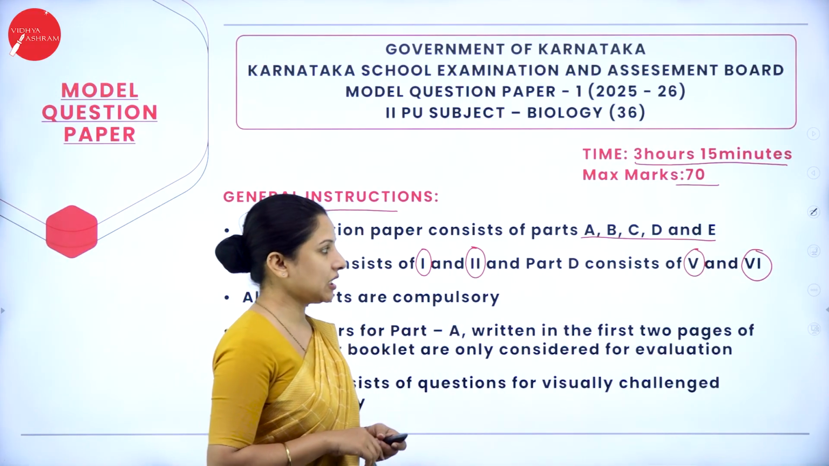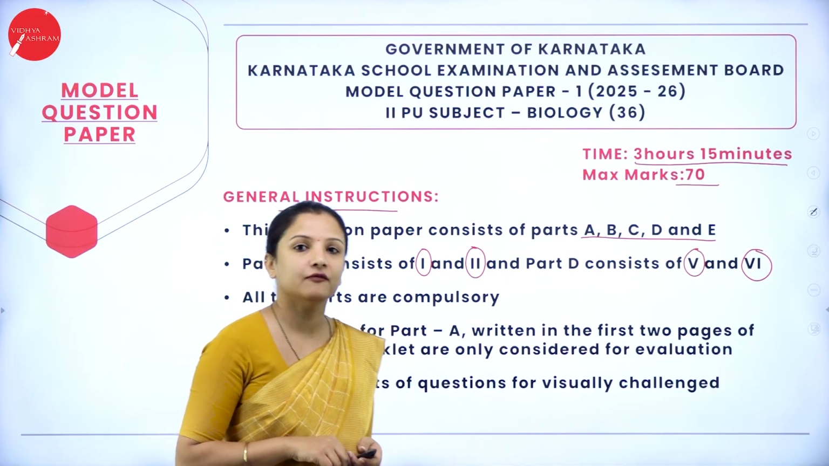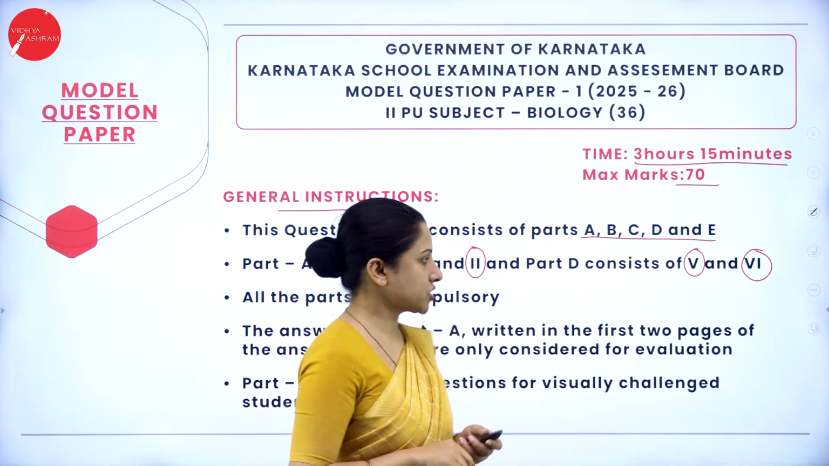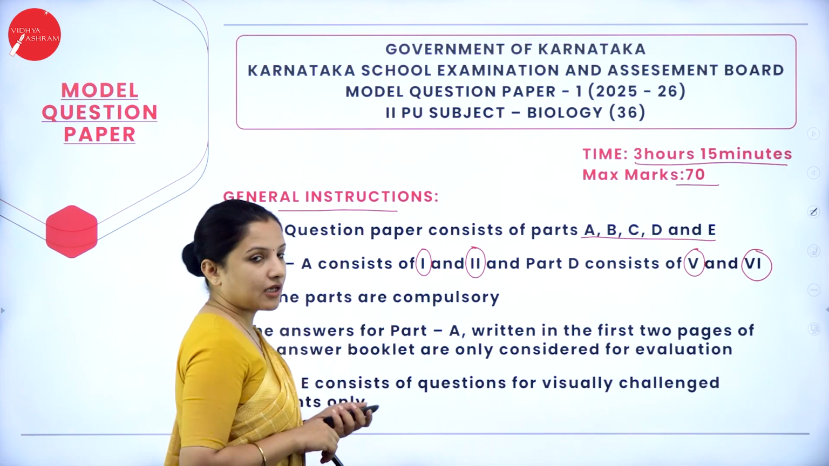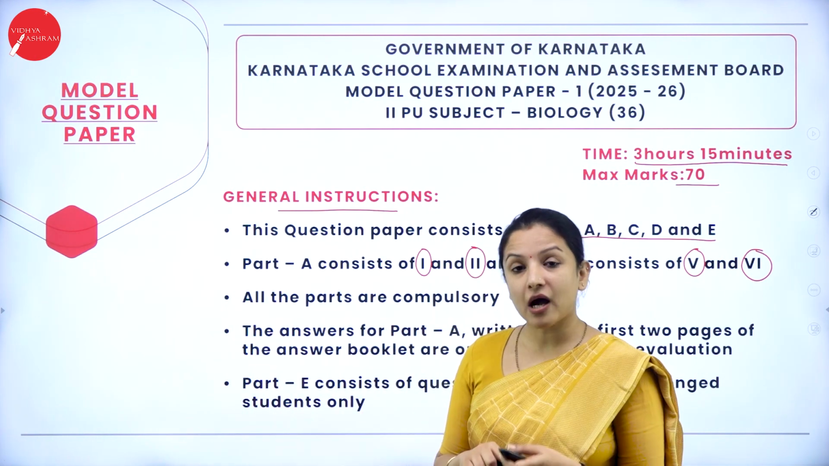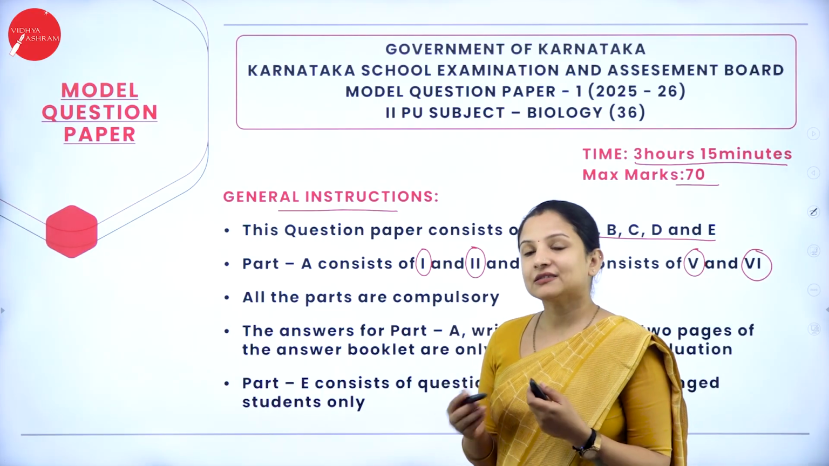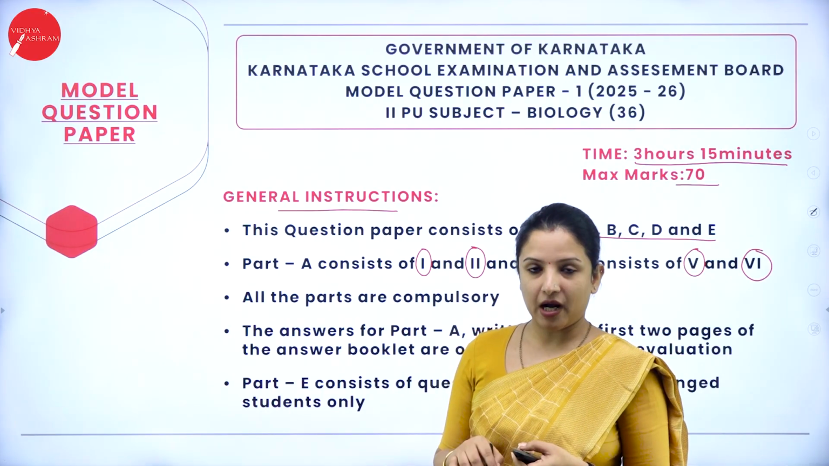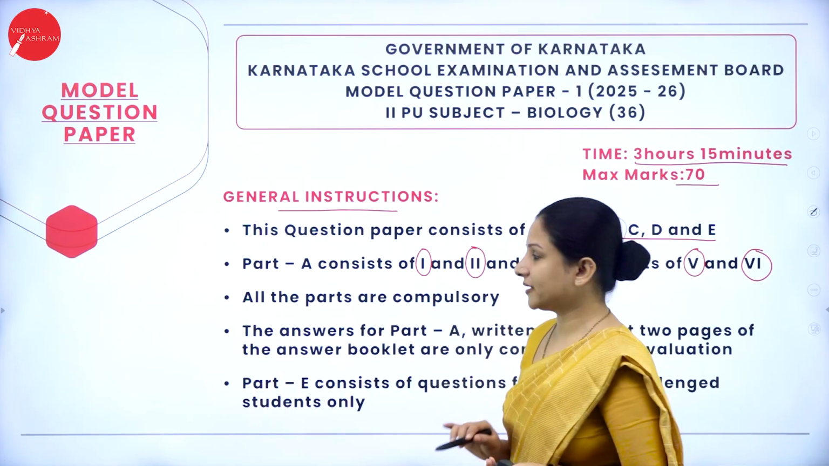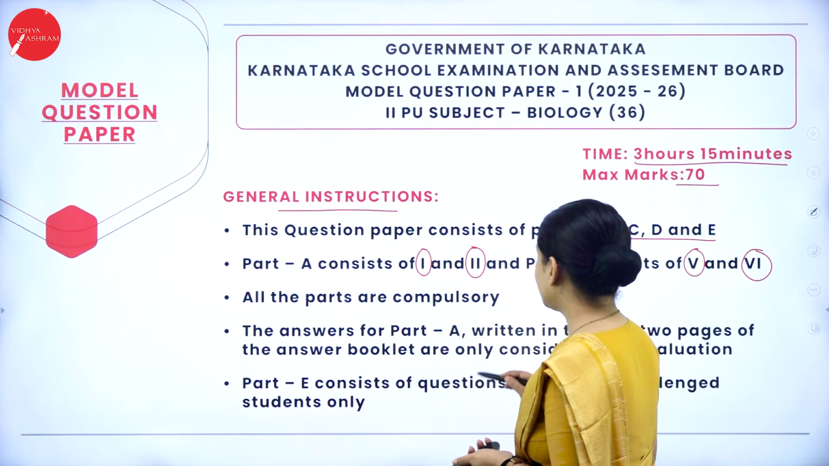Next, part D, main 5 and 6, is for 5 mark questions. All the parts are compulsory. You cannot skip a part. Apart from part A, there will be choices given. You can skip questions in that particular part, but you cannot skip the whole part. All parts are compulsory.